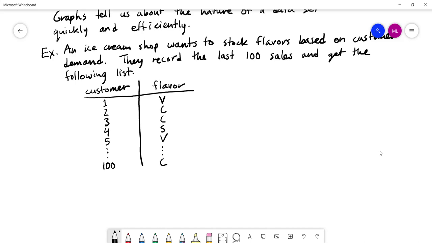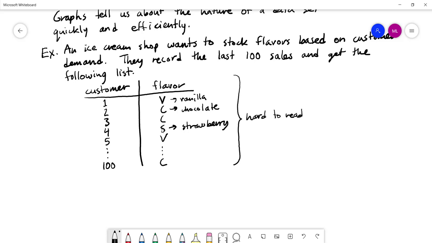So we just get a big long list, and these again represent flavors. This one's vanilla, chocolate, and this one down here is strawberry. So if I just gave you a list of 100 V's, C's, and S's, we're not going to be able to really interpret what that list is telling us very quickly. So this is hard to read. And it only gets worse as the list gets longer. If I give you a list of 1,000 letters V, C, and S, we're not going to be able to interpret what it's telling us very quickly.